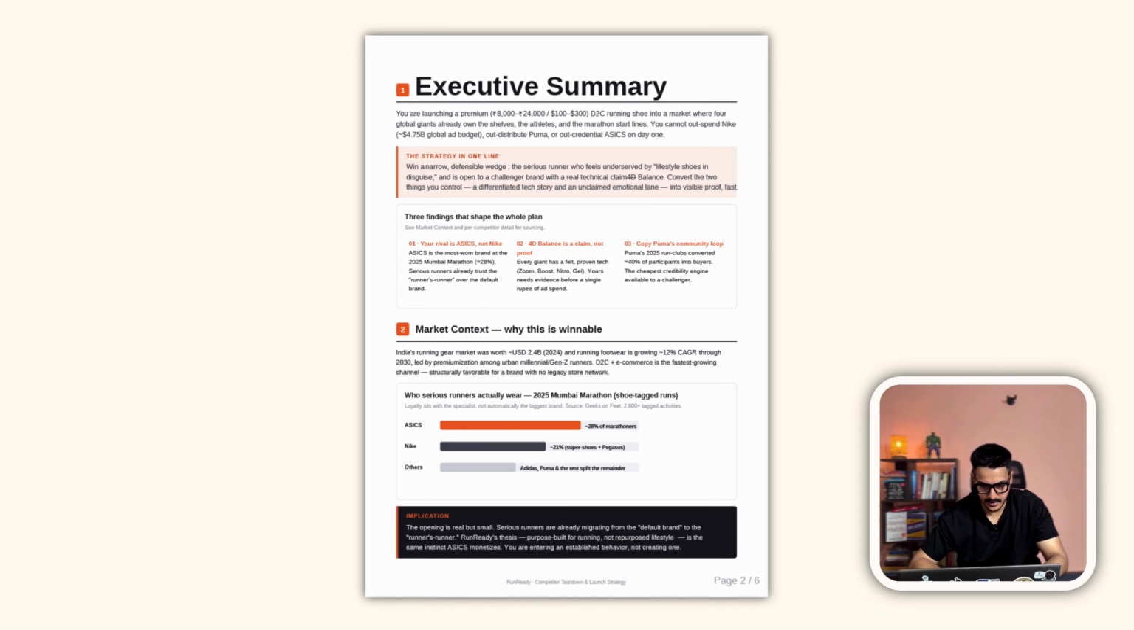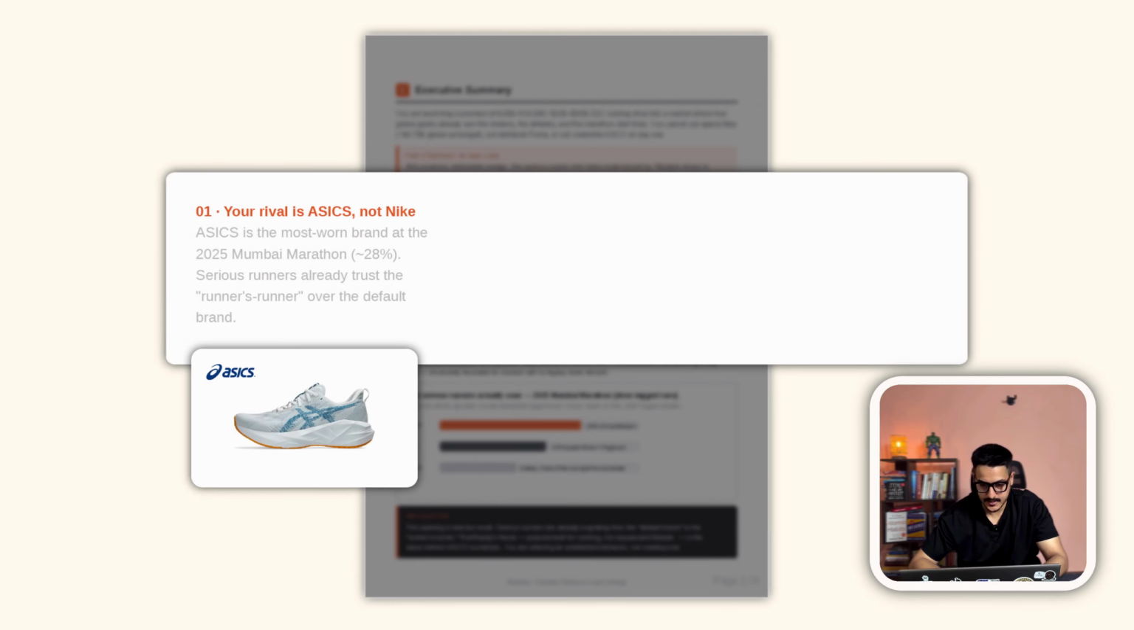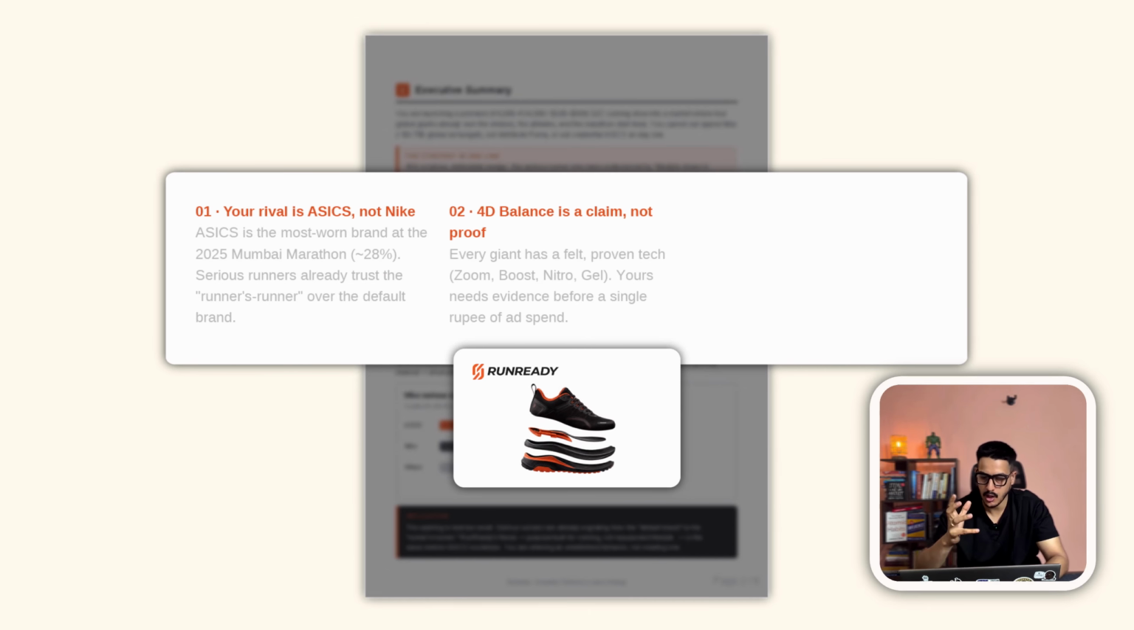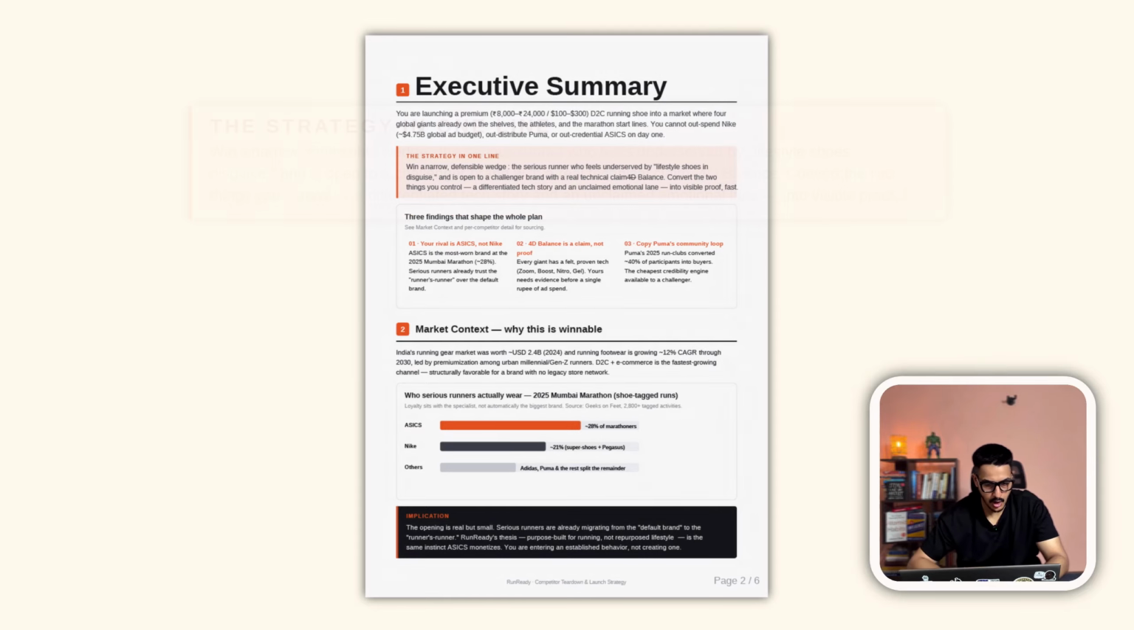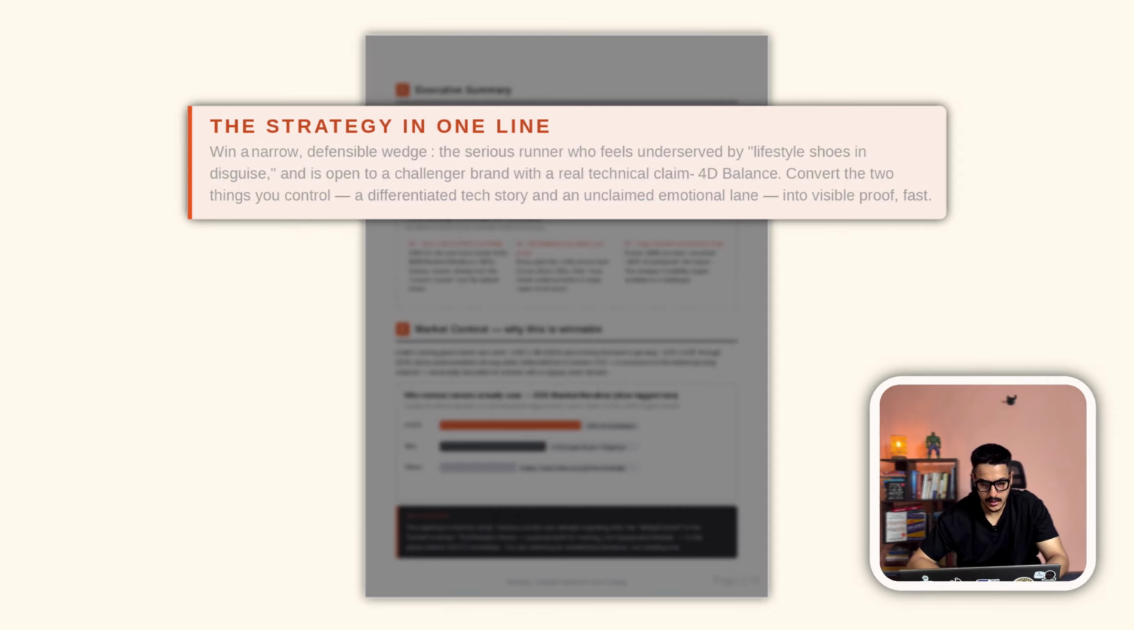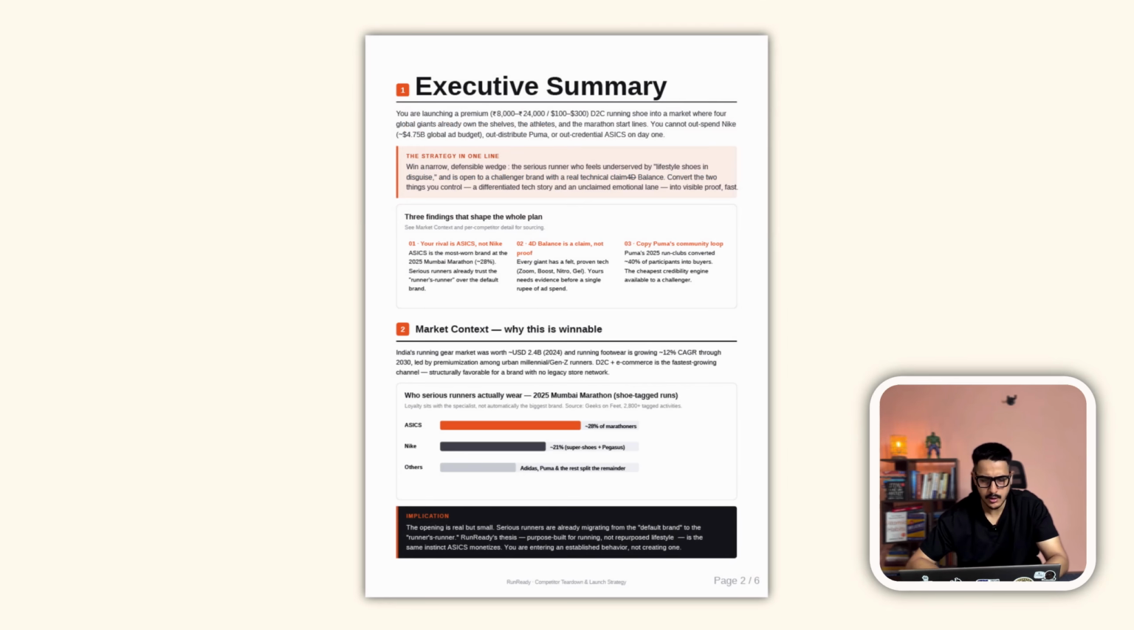If you look at the executive summary, it says your rival is ASICS, not Nike. So it's showing a differentiation. 4D balance, which is a balance technology in the shoe that I'm promoting, is a claim, not a proof. And the third point is copy Puma's community loop, which is again, Puma covered a lot of run clubs and it wants me to use that strategy. Overall, if you look at this orange box that says the strategy in one line, win a narrow defensible wedge. It's saying that you should win the technical claim of the 4D balance of your shoe and also use an emotional understanding about how to promote it. Let's go a little deeper.